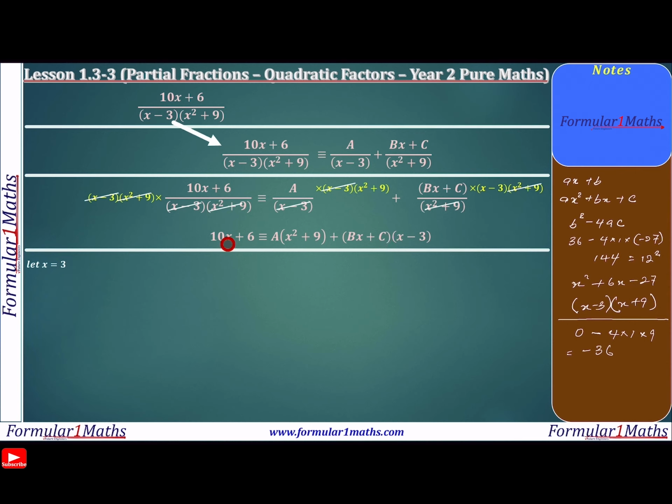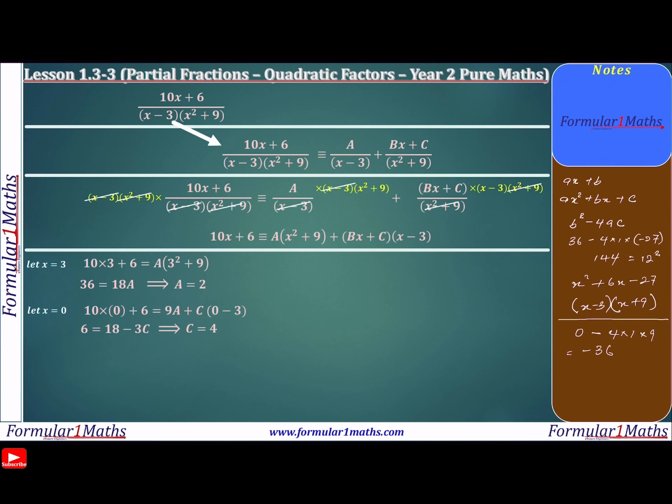And I'll have 3 times 10, 30, plus 6, 36 on the left-hand side, and I'll have 18a on the right-hand side. So I get the following. And this implies that a equals 2. Then I'll let x equal 0. So in that case, if I do my substitution, I'll get the following. And then simplifying will give me 6 on the left-hand side and 18 minus 3c on the right-hand side. Solving for c will give c equals 4.